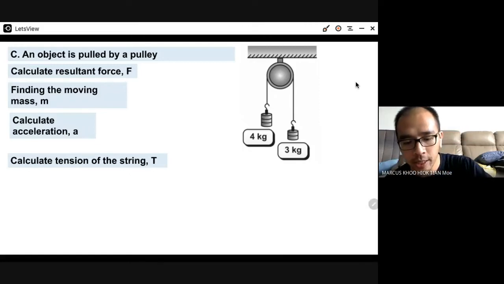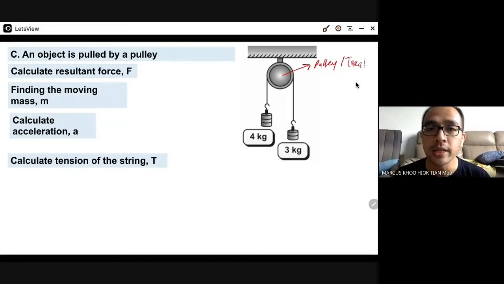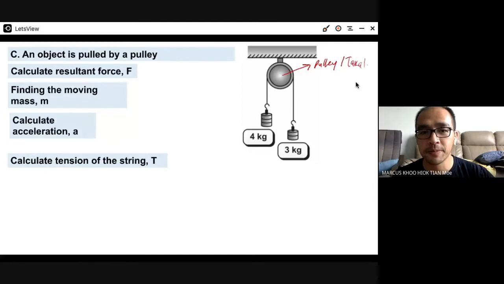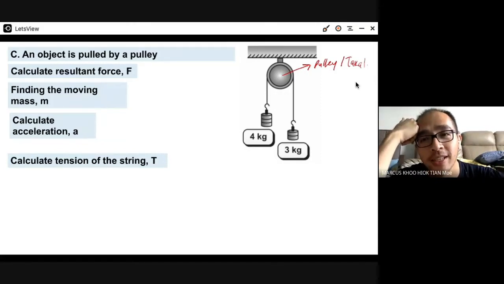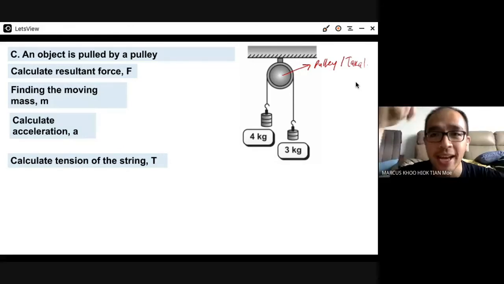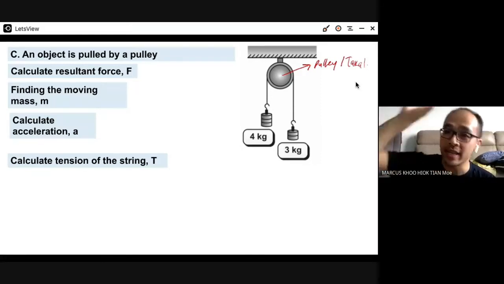So this is a pulley. In Malay, this is called takal. Usually where do you see this? Can anybody tell me where you have seen a pulley before? Nobody can think of where you have seen a pulley? Are you sure you have ever been to school for the past 10 years? Correct. The flag. Whenever you raise the flag, how do you think the flag goes up? There is actually a pulley up there.